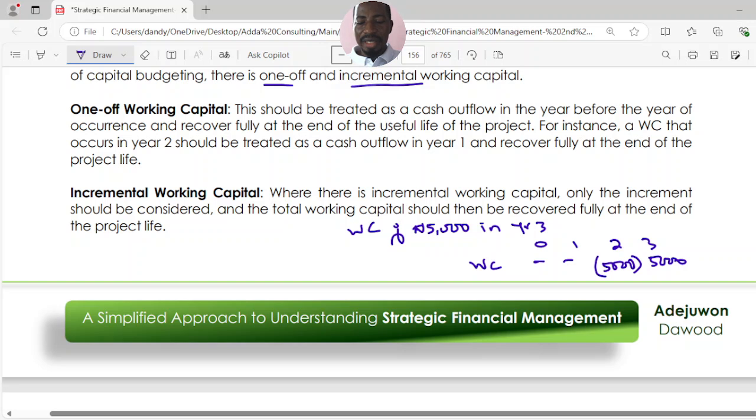The second one is incremental working capital. Where there is incremental working capital, only the increments should be considered and the total working capital should then be recovered fully at the end of the useful life. So whenever there is incremental working capital, it should be treated the same way as a one-off working capital, except that only the increment should be considered.